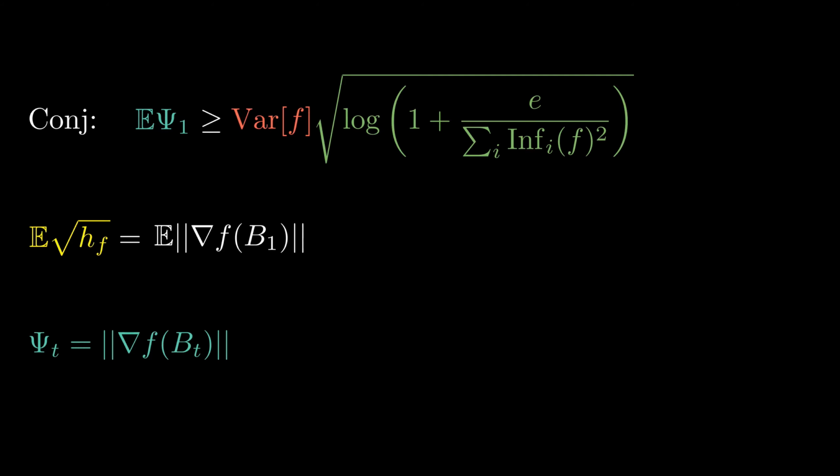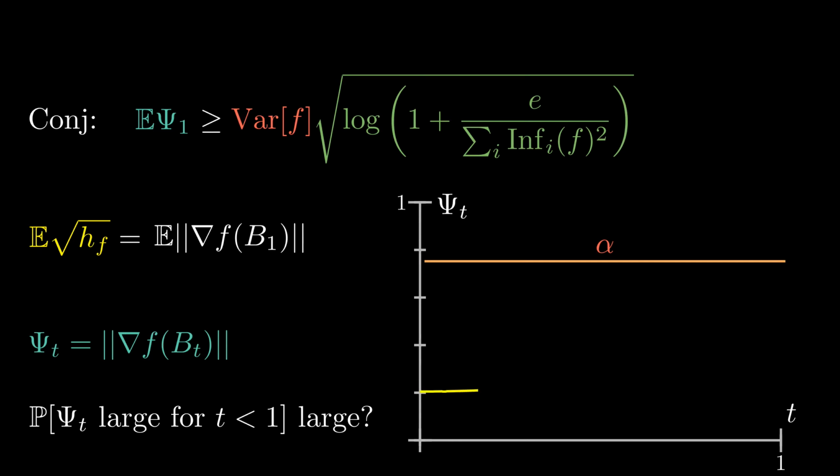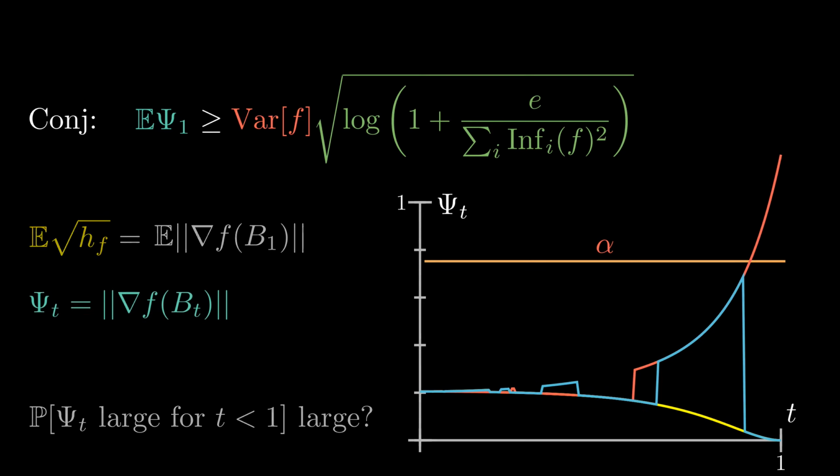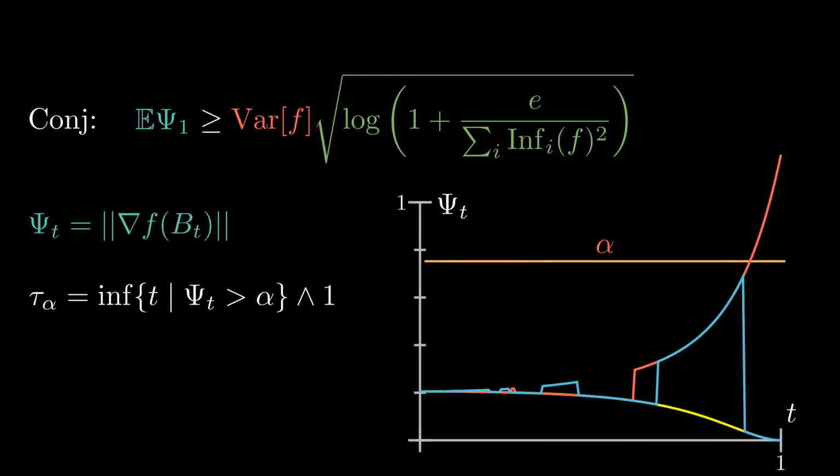As it turns out, the expectation of psi of t, conditioned on its past, is increasing in the time t. So in order to show this, we only need to show that the probability that psi t is large at any time smaller than 1 is also large. More formally, if we denote by tau alpha the first time that psi of t was larger than some number alpha, and set it to 1 if the event never happened at all, then the expected value of psi at time 1 is larger than the expected value of psi at time tau, which in turn is larger than alpha times the probability that tau is smaller than 1. All that's left to do is to pick alpha properly and show that this probability is large enough.